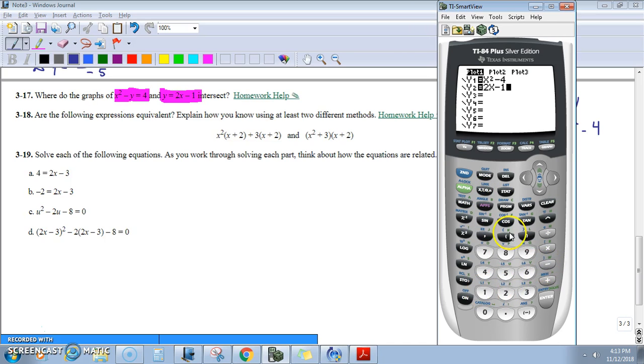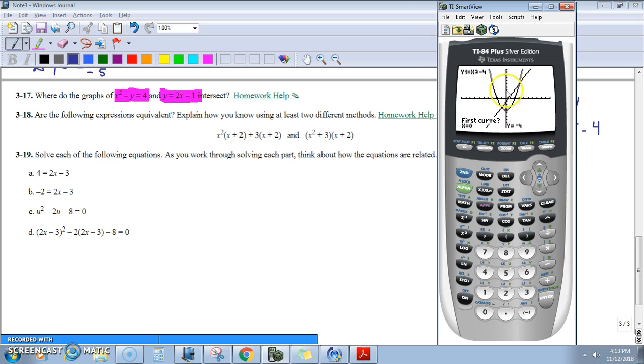And I'm just going to do zoom 6, see what that gives me. That's our standard negative 10 to positive 10, negative 10 to positive 10. Cool, so I'm going to have 2 answers here because that first one, obviously x squared is a parabola. Second one's a linear relationship, so as you can see they intersect twice. So if we go second calc, we want to find the intersection.